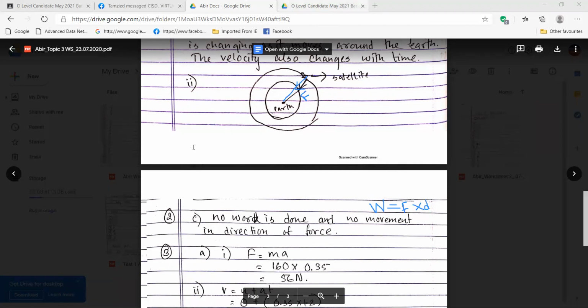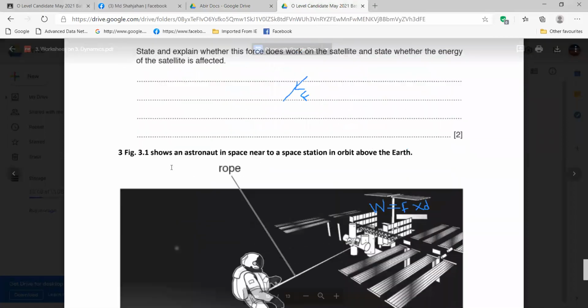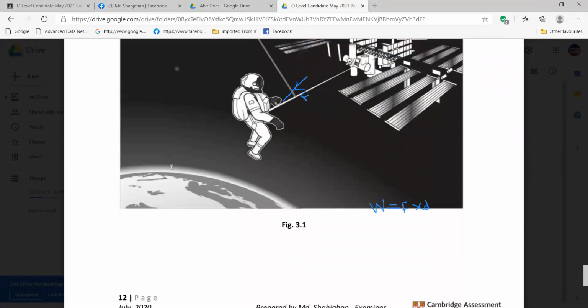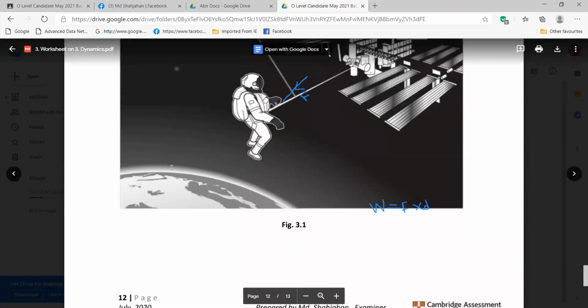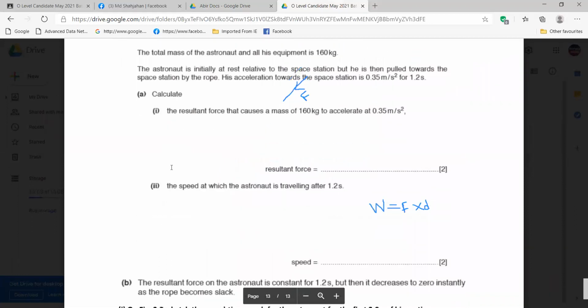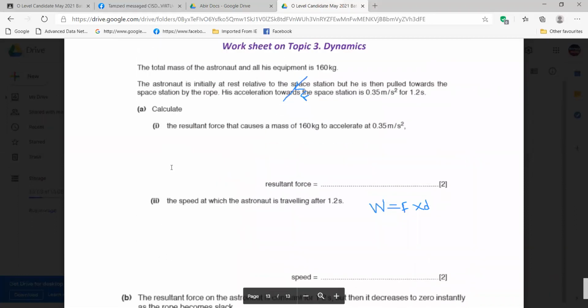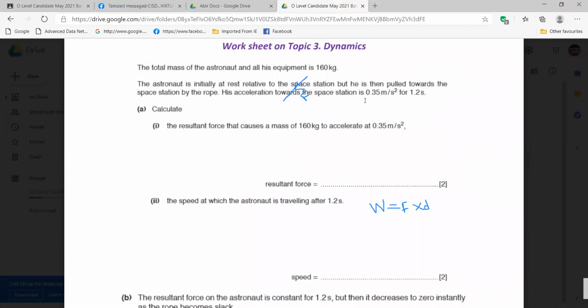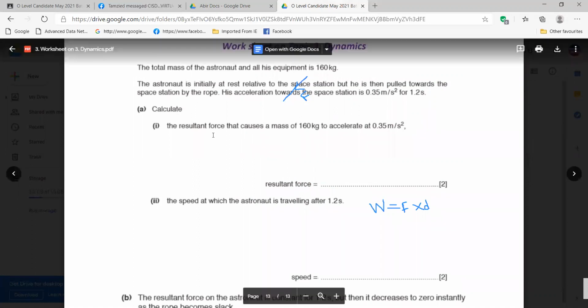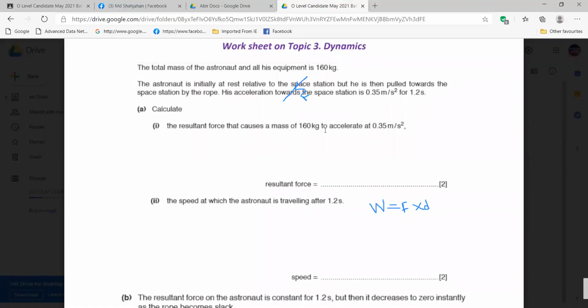Now we are going to the next one, question 3. We are having this astronaut and satellite again. Here the total mass of the astronaut is given as 160 kg. Then his acceleration towards the space station is given for 1.2 seconds. Calculate the resultant force that causes a mass of 160 kg to accelerate at 0.35 meter per second squared.